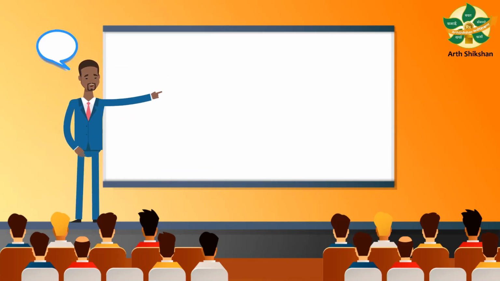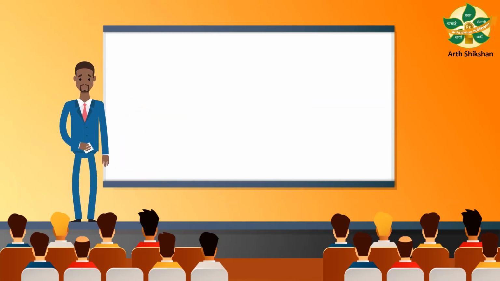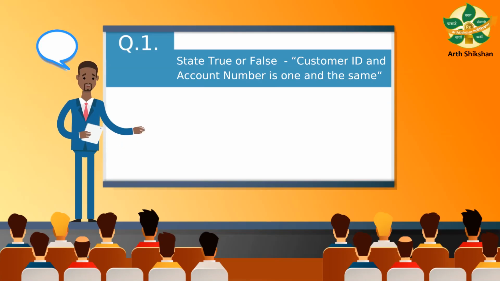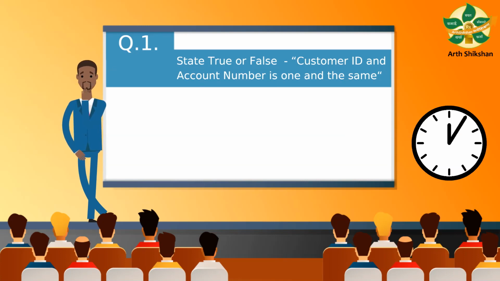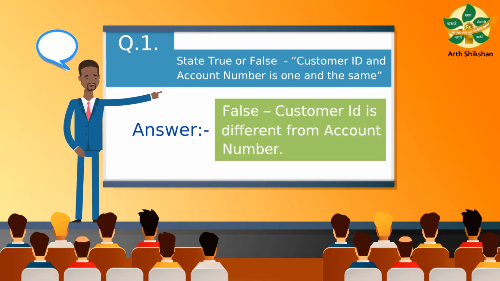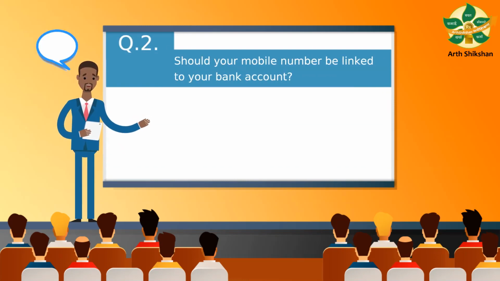Now let us check how much you have understood from the above scene. Question 1. State true or false. Customer ID and account number is one and the same. Answer. False. Customer ID is different from account number. Question 2. Should your mobile number be linked to your bank account?